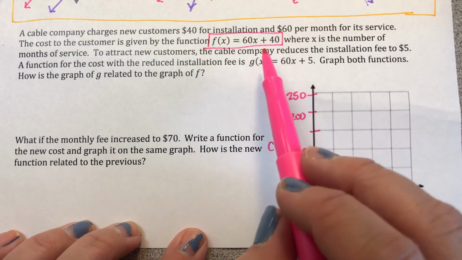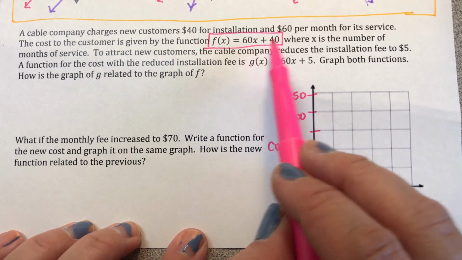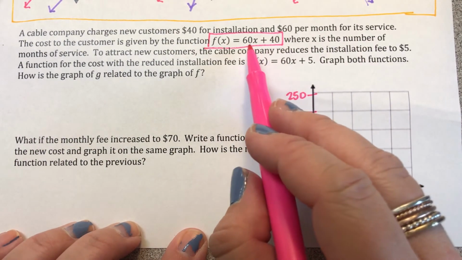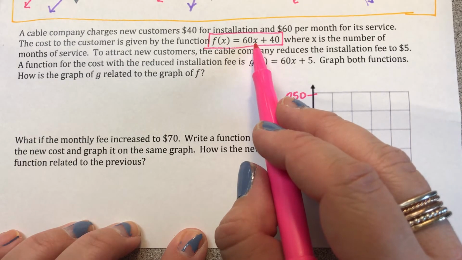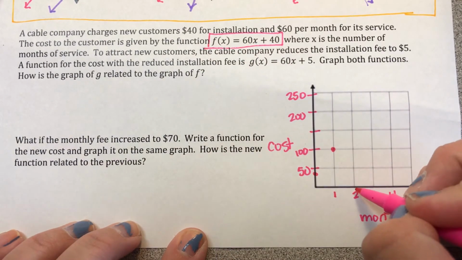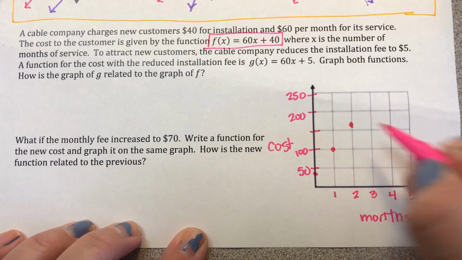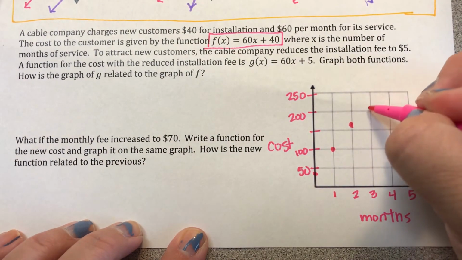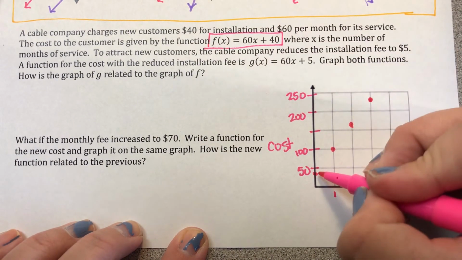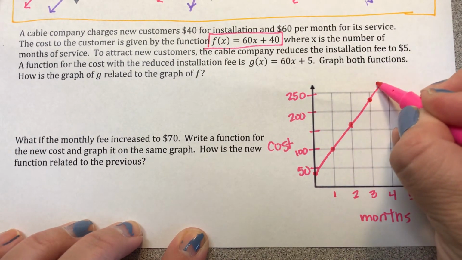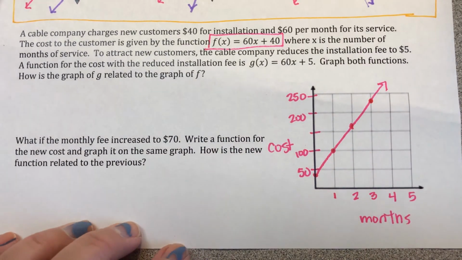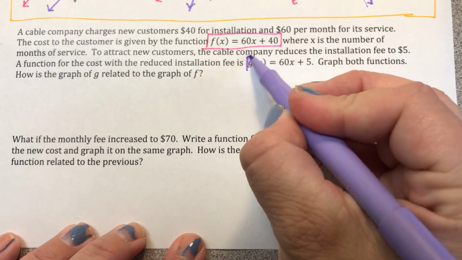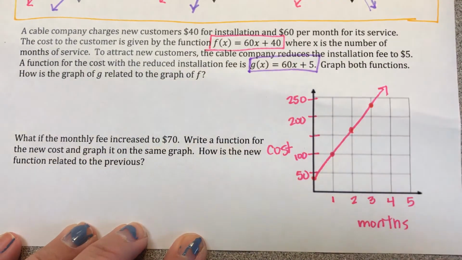What if you use cable for a month? 60 times 1 is 60, plus 40 is 100. What if you use cable for 2 months? 60 times 2 is 120, plus 40 is 160. What if you use cable for 3 months? That's 180 plus 40 is 220. Okay, so we're going to just connect our dots. Again, I kind of approximated where they would go, but that is what the graph of our line would look like.